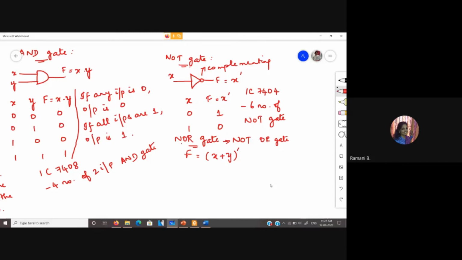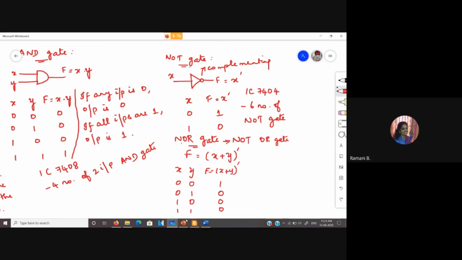Okay? And the table for this will be X, Y, and F is equal to X plus Y the whole bar. So for 0, 0 in the OR gate, 0 plus 0 will give me a 0. However, here you get a 1 as it is doing the NOT operation of the OR gate. And 0, 1 gives me a 1 in case of OR gate, so here I will have a 0. 1, 0 will give me a 1 in OR gate, so here again I have a 0. And 1, 1 will give me a 1, and again this will give me a 0.